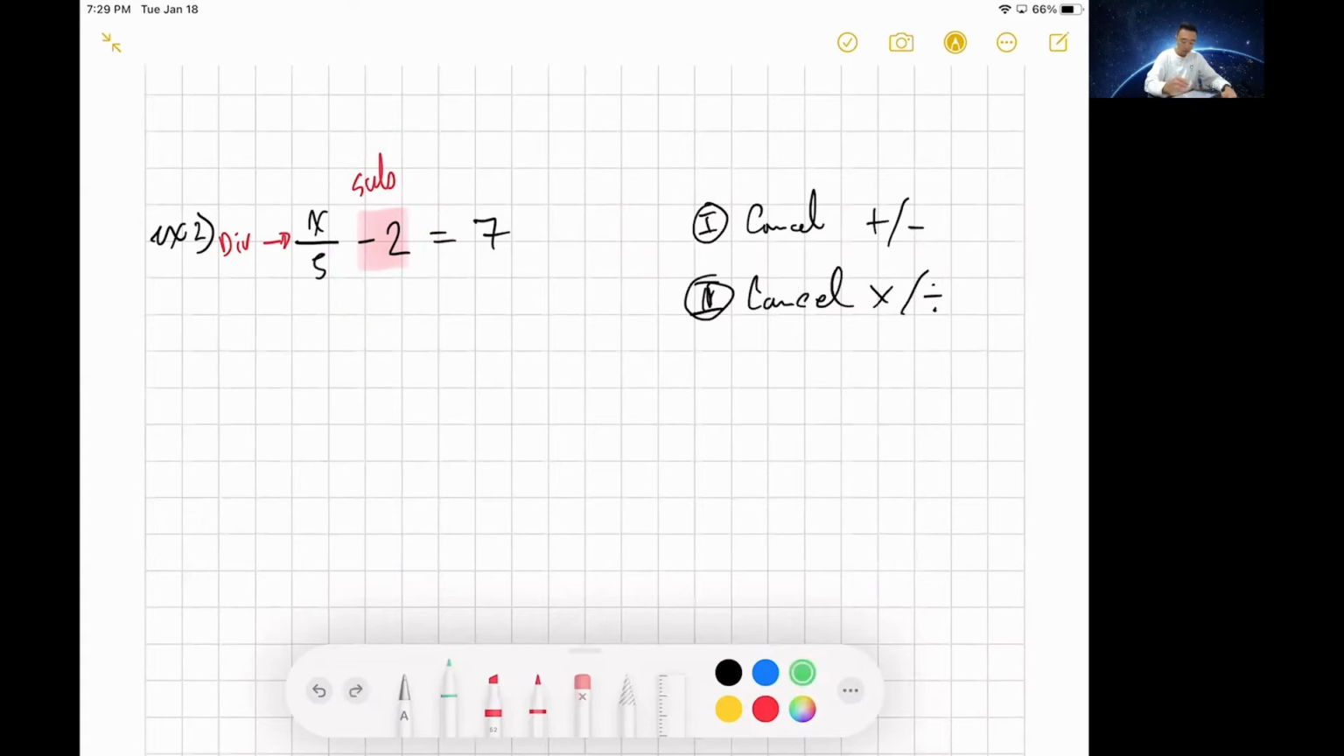So how do I cancel the subtraction? By adding 2. I end up with the division relationship equals 9, right? Because 7 plus 2 is 9. Now, how do I cancel this division relationship? Well, the solution would be to multiply, right? And that is how I cancel these two. I end up with x equals 45. And that is my final answer.